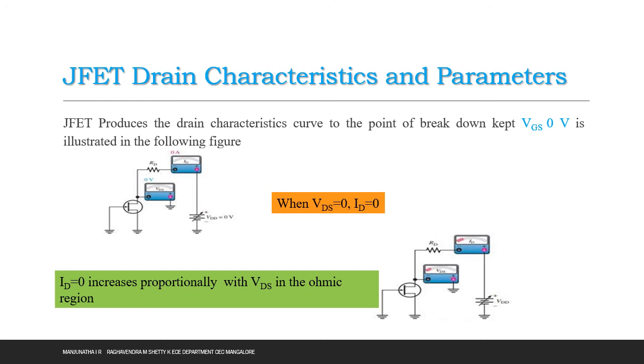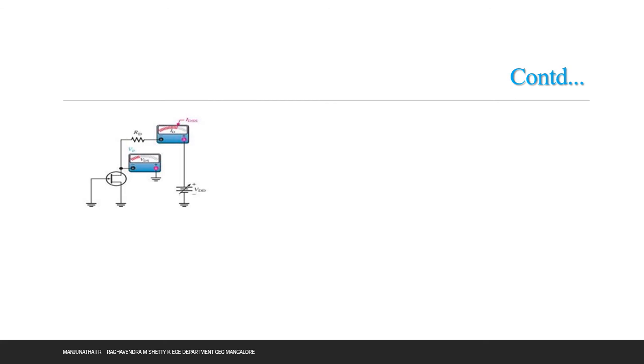Okay, here coming to the point, ID increases proportionally with VDS in the ohmic region. So here the pictorial representation says that when VDS increases, ID also increases, since it satisfies Ohm's law. Okay, so this condition is for the ohmic region. So now we completed the ohmic region. Moving on to the active region.